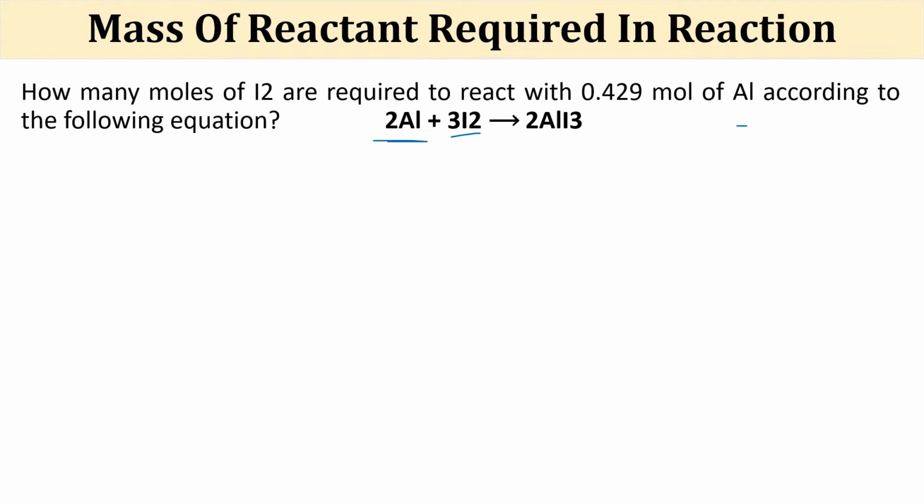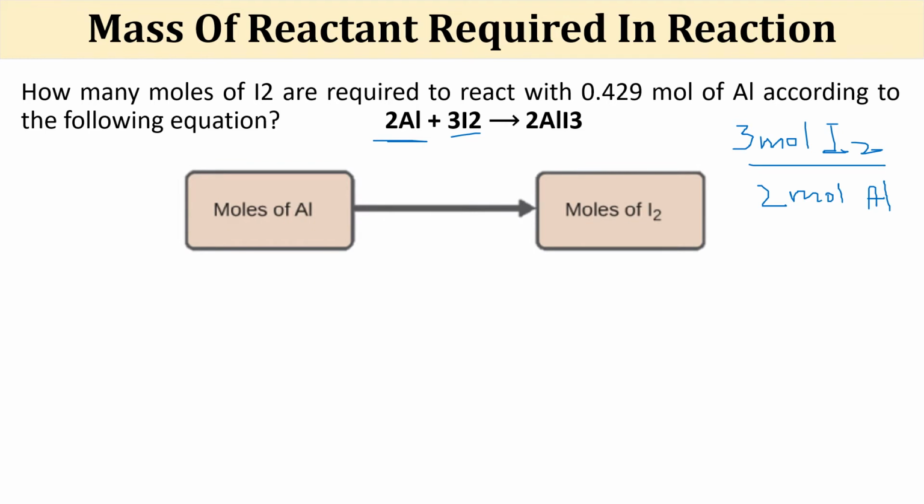So 3 moles of I2, iodine, over 2 moles of aluminum. What are we going to do? We are given moles of aluminum and we need to find the moles of iodine. We are going to approach it using the stoichiometric factor. So if we multiply moles of aluminum by the stoichiometric factor, we will find the moles of iodine.